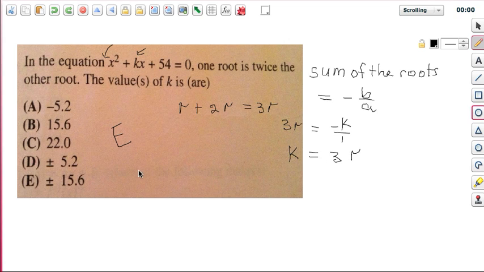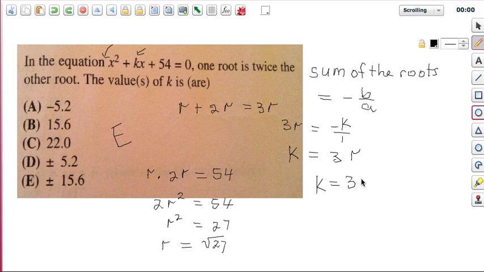Now the product of the roots is 54. So r times 2r is equal to 54. So 2r squared is equal to 54. r squared is equal to 27. So r has to be square root of 27. So you can plug the r value here. k is equal to 3 root 27. And that gives you 15.6. It's actually plus or minus 15.6.